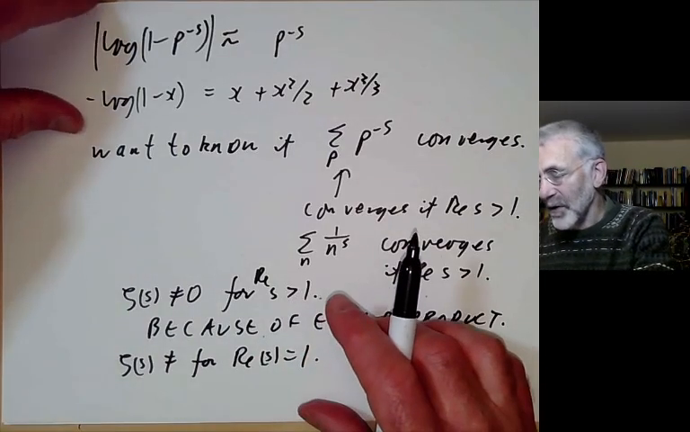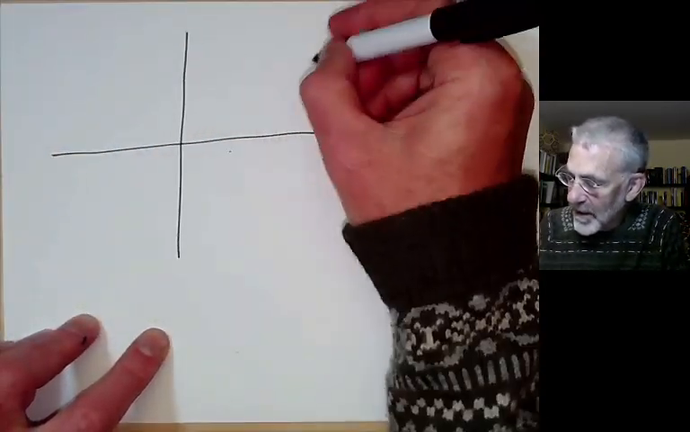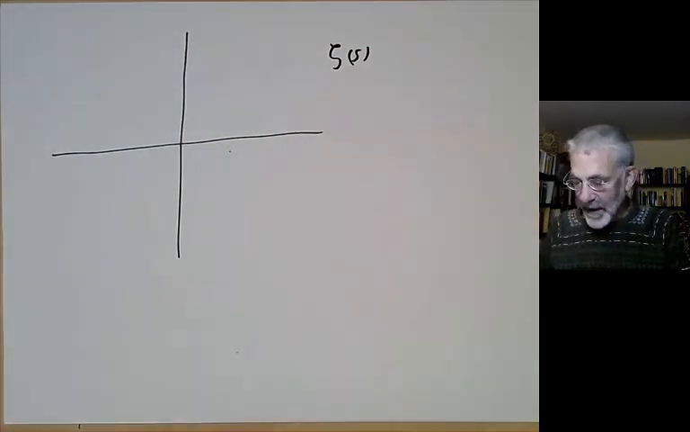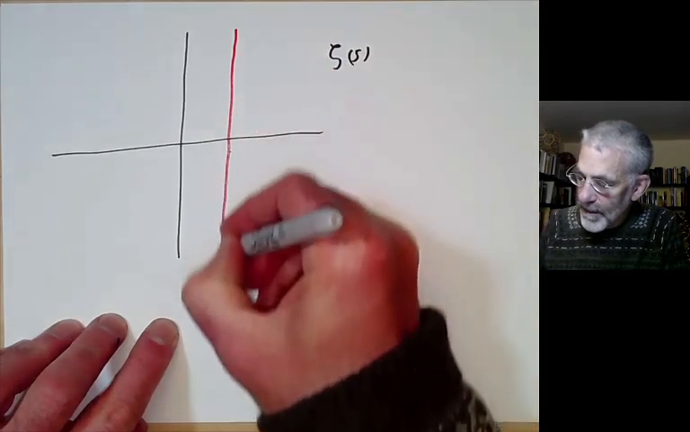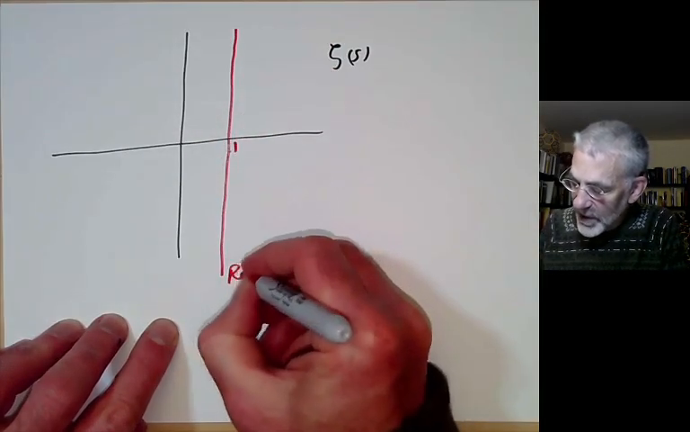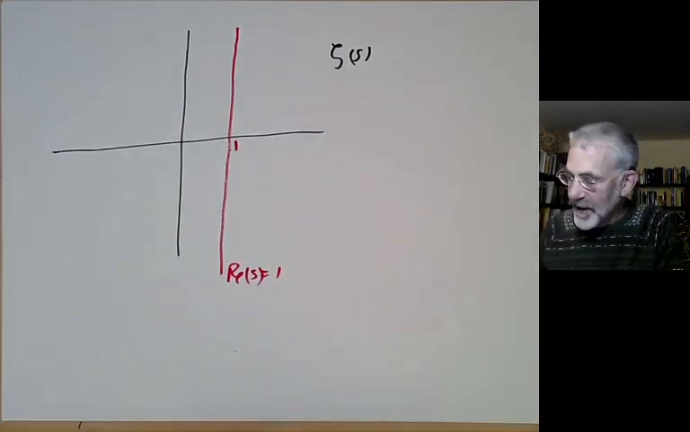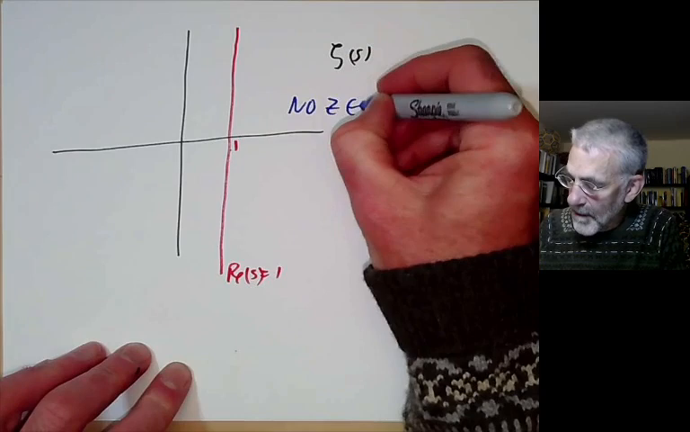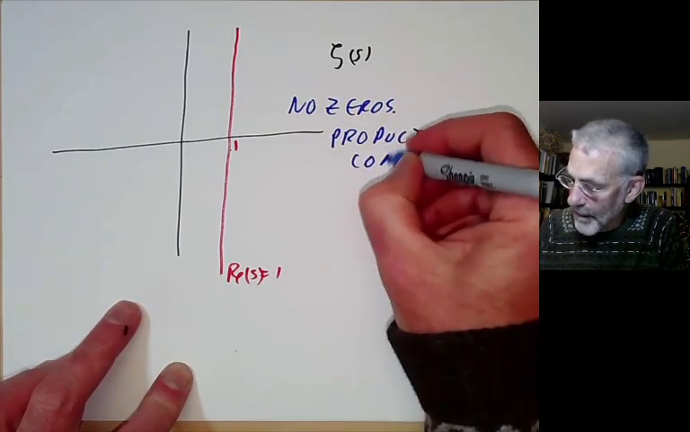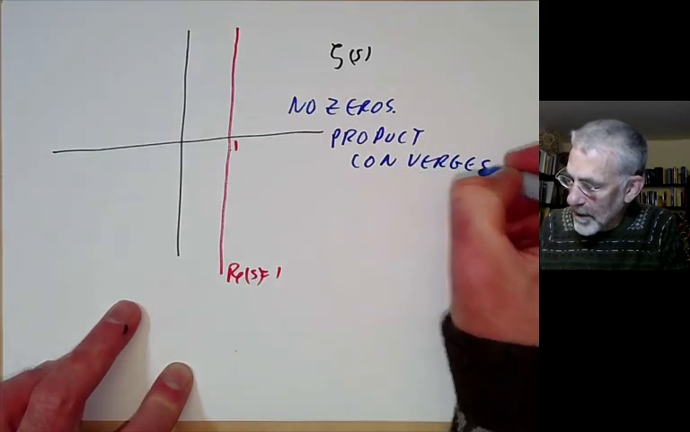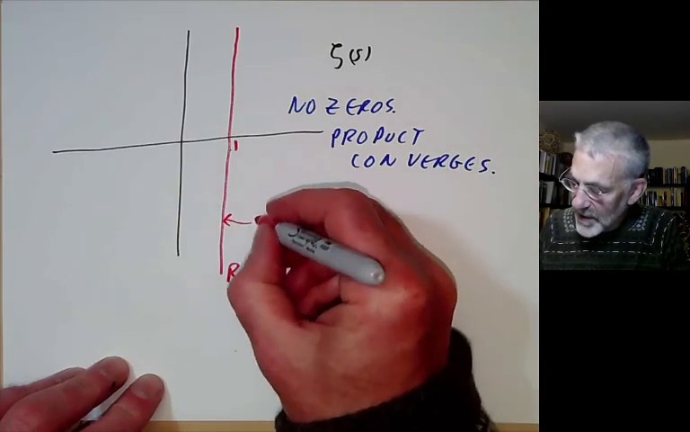So what's going on is, we've got the complex plane here. Here we've got the Riemann zeta function. And here we've got the line with the real part of s equal to 1. And in this region here, there are no zeros because the product converges. And what we want to know is, are there zeros here?